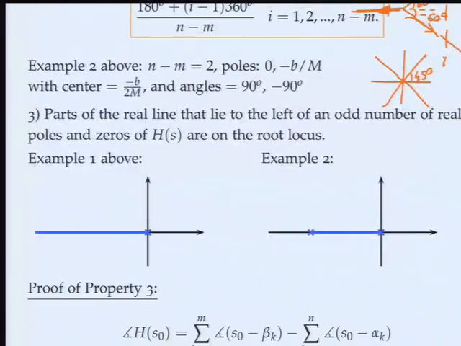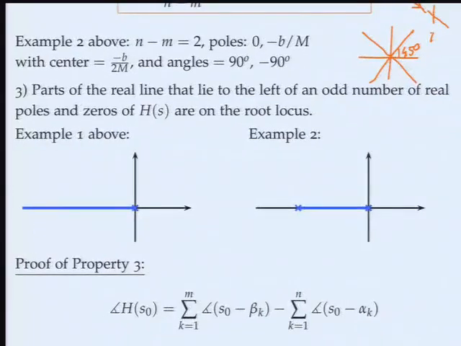Another useful thing to know is which parts of the real line are actually on the root locus. There's a very simple rule for this, derived from the principle I was telling you about. You want the phase of H(s) to be 180 degrees. So the rule says to determine if a segment of the real line is on the root locus, you count the poles and zeros to your right.